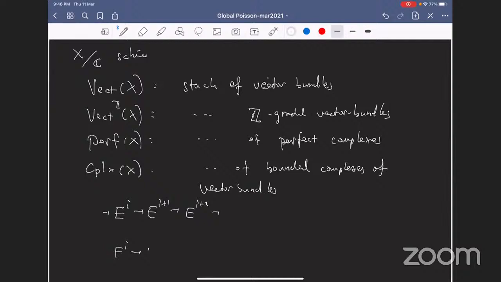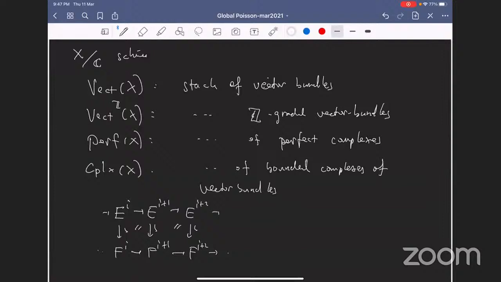So suppose we have another complex of bounded complex of vector bundles. In the third stack, the notion of isomorphism is given by quasi-isomorphisms, while in the last stack, it is given by strict chain isomorphisms, which means if they are isomorphic, that means that they are term-wise isomorphic. Moreover, the isomorphism commutes with the differential. Okay, so this is a very rigid notion. So compare with perfect complexes.